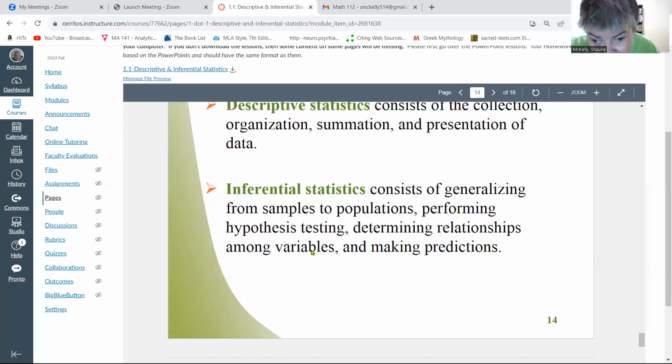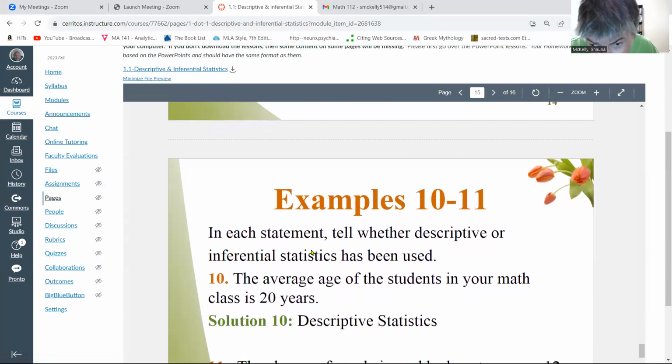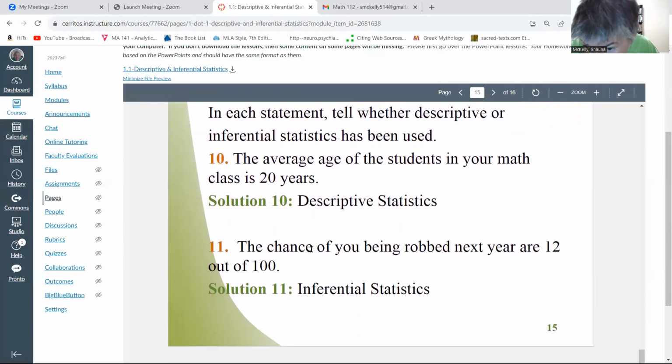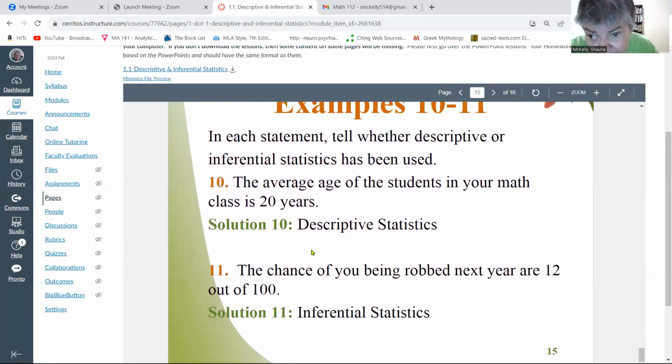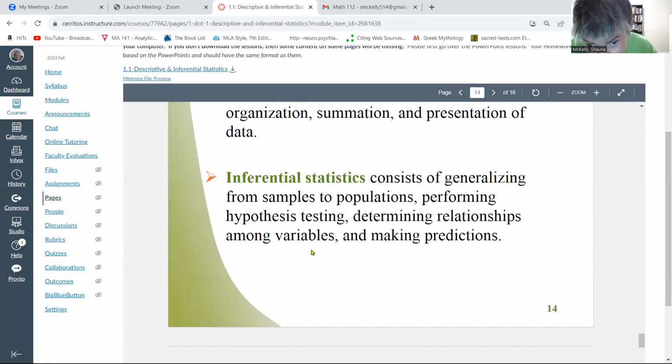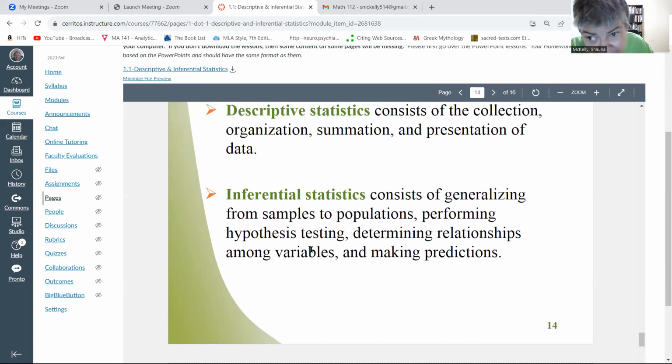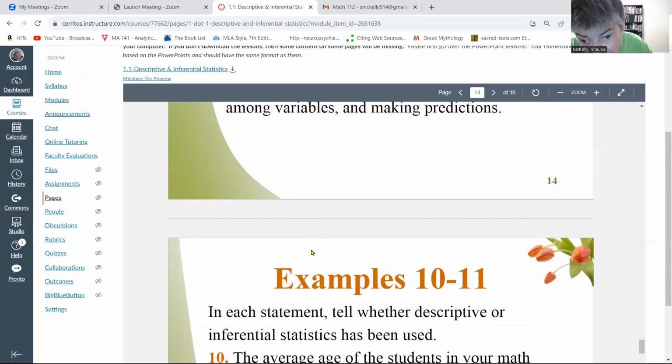She gives you some examples down here on slide number 15. The average age of the students in your math class is 20 years. Now, is this trying to test some sort of belief, determine a relationship, or make a prediction? No, it's just giving me an average. So it's collecting data. That's all it's doing here. Descriptive statistics is that one.